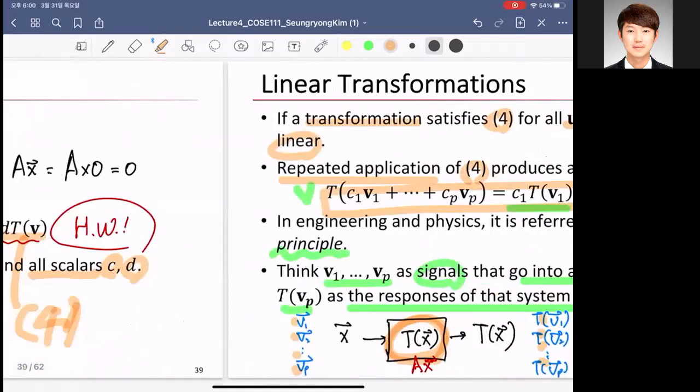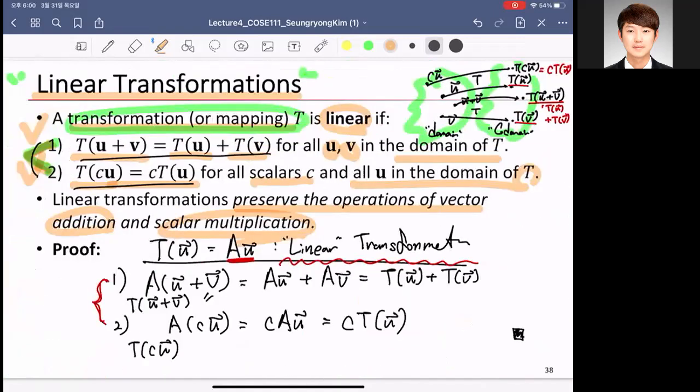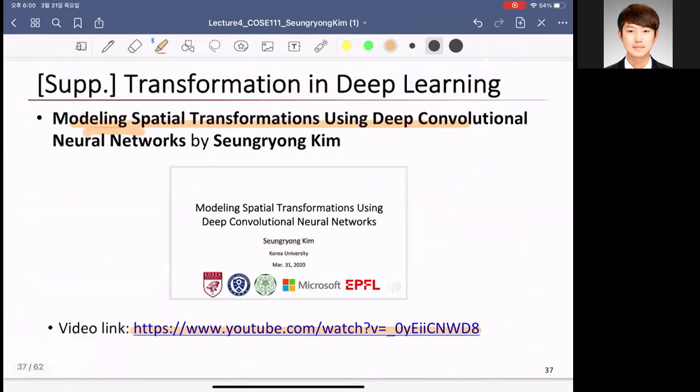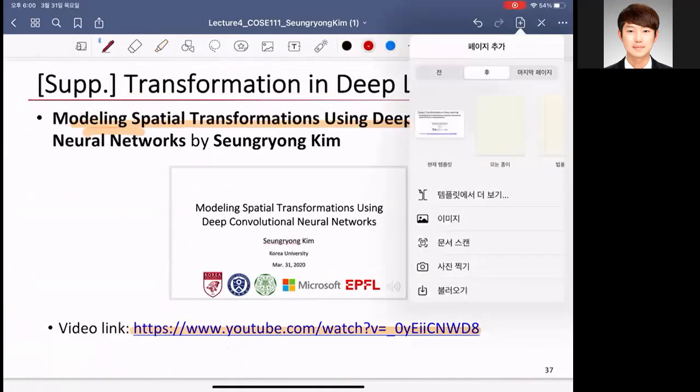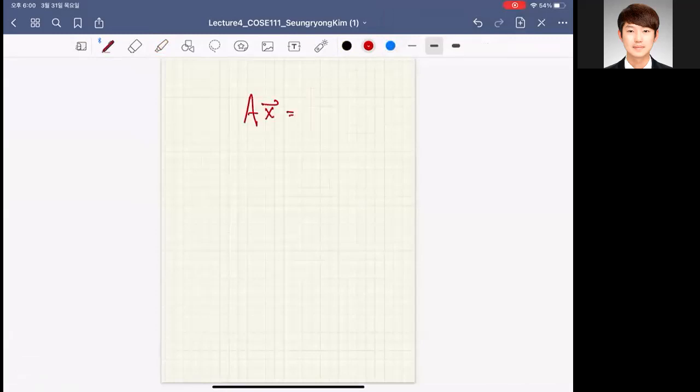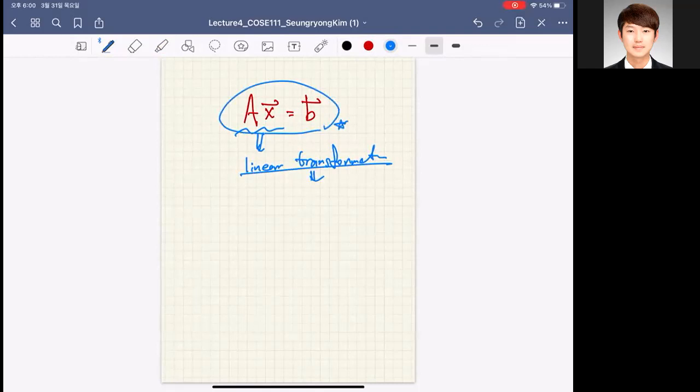That's it. One of the most important things is that we can consider your matrix equation Ax as a linear transformation. What is a linear transformation? When the transformation T satisfies this one. So to conclude, your Ax is a linear transformation. We are interested in Ax = b, and this one is a linear transformation. So we can use the many concepts defined in linear transformation to solve Ax = b. That's the topic of today's lecture.